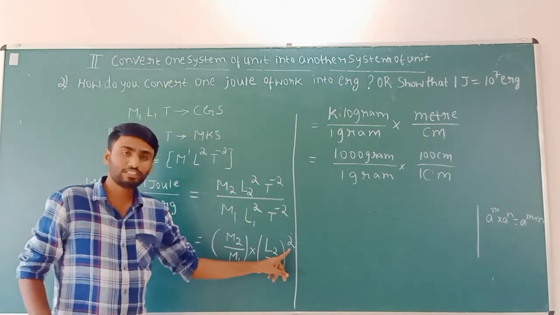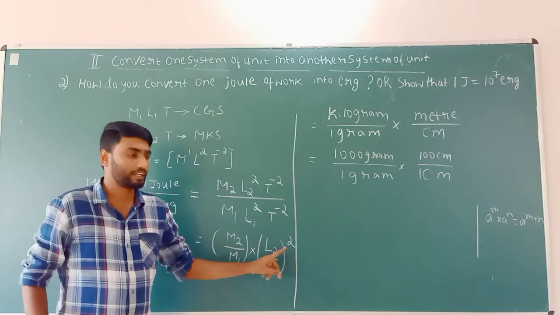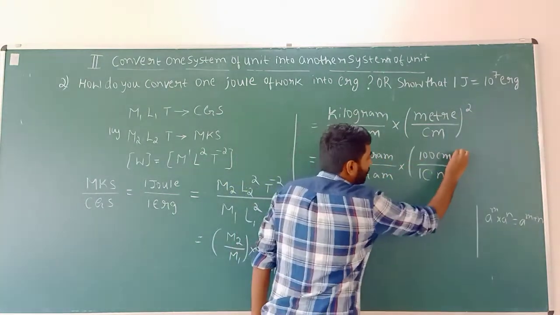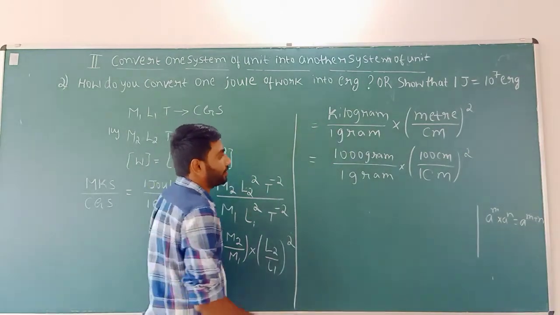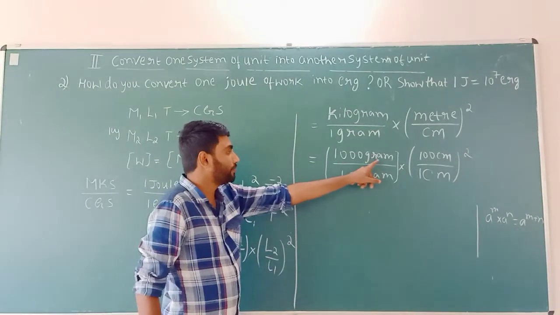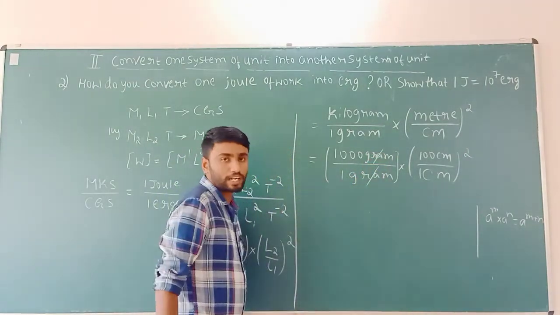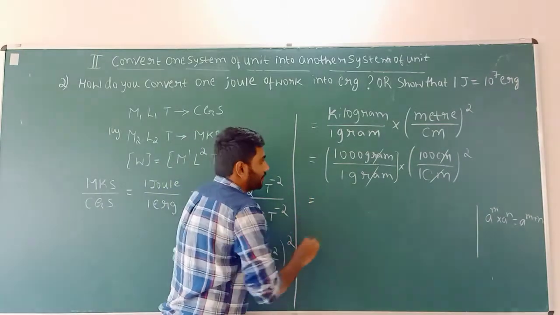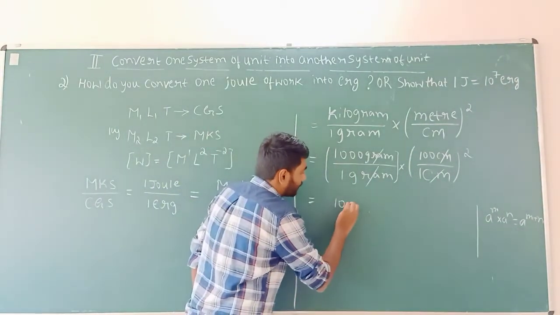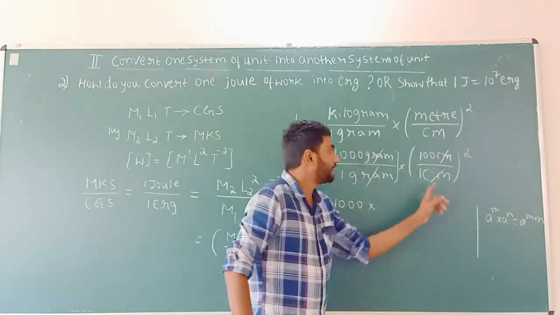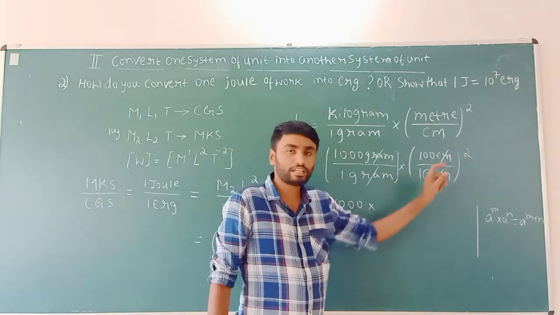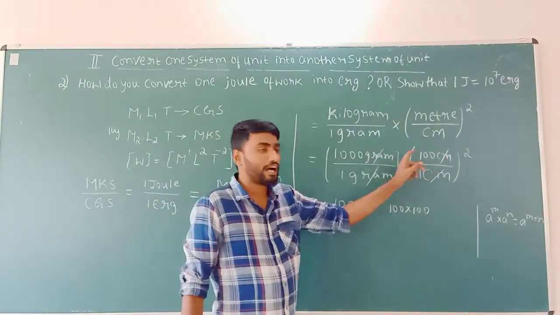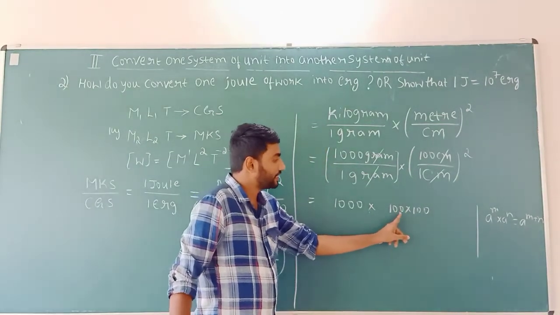Here this is L2 by L1 whole square, so here also we apply whole square. Now gram and gram get cancelled, centimeter and centimeter get cancelled. Here 1000 will be 1000. 100 square can be written as 100 into 100.